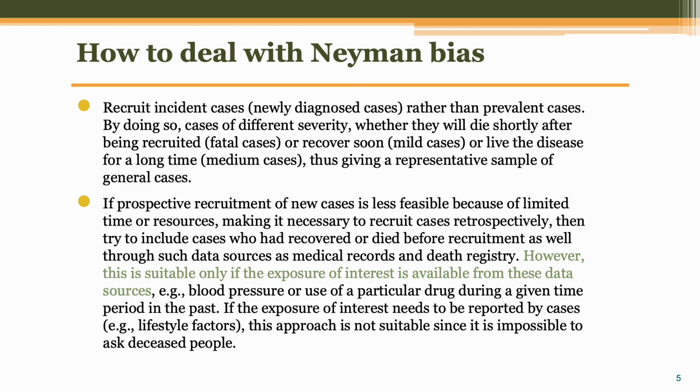If prospective recruitment of new cases is less feasible because of limited time or resources, making it necessary to recruit cases retrospectively, then try to include cases who had recovered or died before recruitment as well through such data sources as medical records and death registry. However, this is suitable only if the exposure of interest is available from these data sources, such as blood pressure or use of a particular drug during a given time period in the past. If the exposure of interest needs to be reported by cases, such as lifestyle factors, this approach is not suitable since it is impossible to ask deceased people.